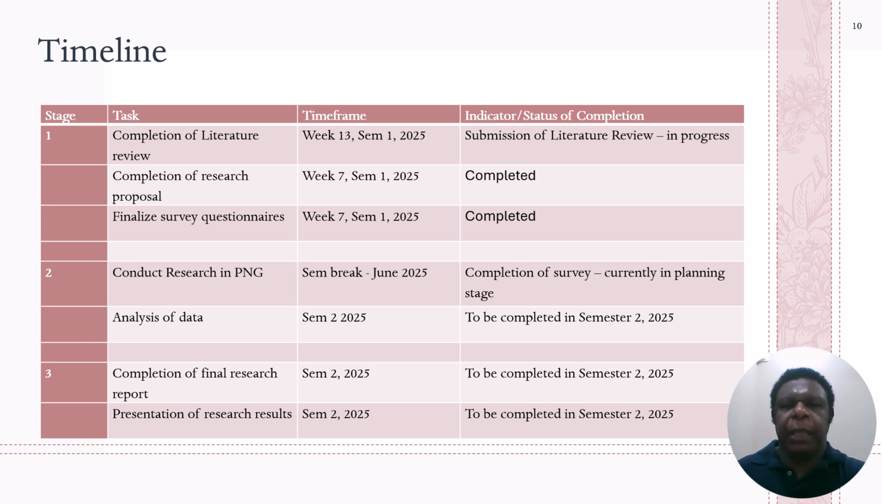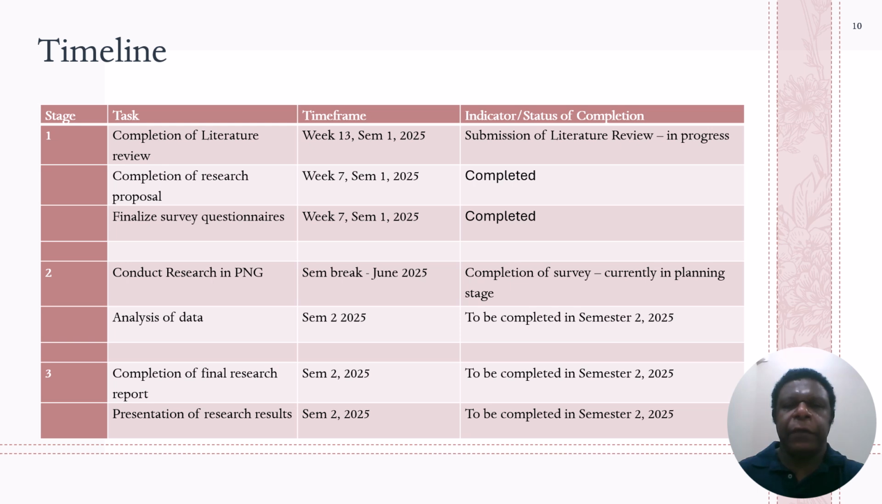For the time frame, activities are staged into 3 stages. We have stage 1. For stage 1, we have literature review. It's in progress and it's anticipated to be completed by end of semester 1 2025. Research project proposal is completed. The survey questionnaire is completed and ready to be used in the survey.